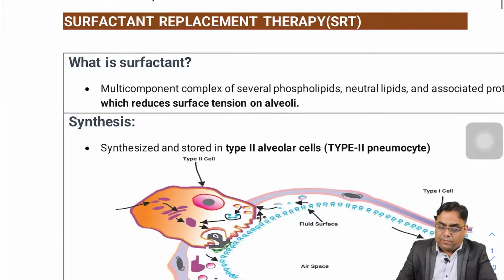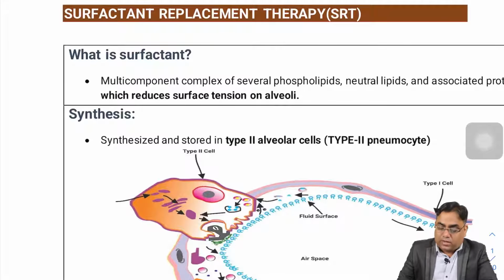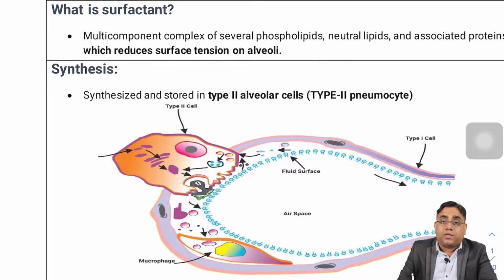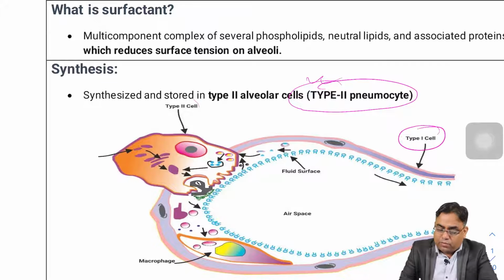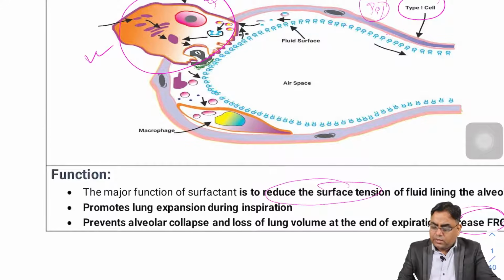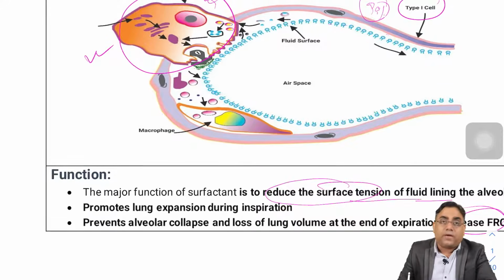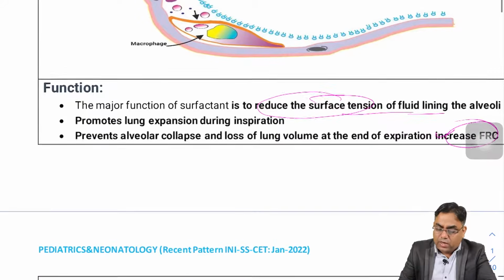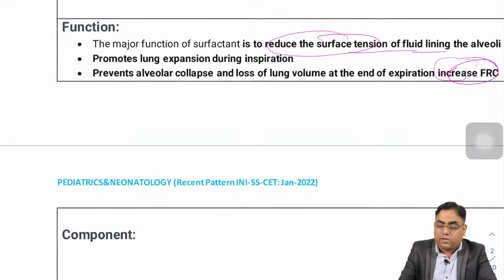Now let's discuss surfactant replacement therapy, few questions asked. The surfactant is synthesized by which cell? That is type 2 pneumocyte. There are two types of cells, type 1 cells and type 2 cells. Type 1 cells account for most of the surface area, around 90%, and 10% is type 2 cells. And these type 2 cells secrete the surfactant. The function of the surfactant is that it reduces the surface tension of the fluid, and also increases the functional residual capacity.